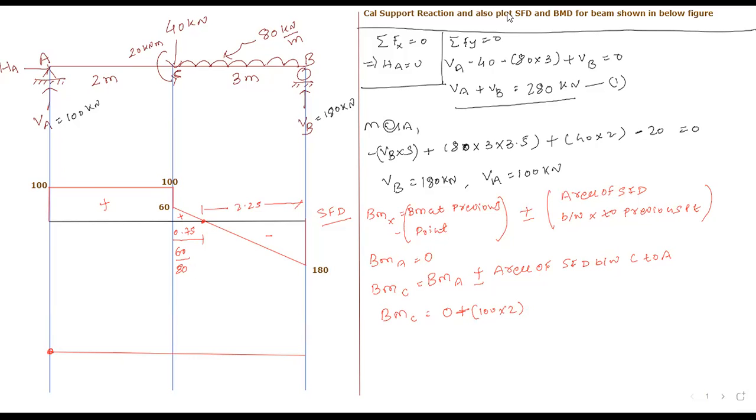Is this much clear? Fine. Now there is no load between A to C, so we need to go on an inclined line, yes or no? We have to go inclined. Our value is 200. I hope it is clear. The moment at point C is not finished yet. We have reached point C. I hope it is clear. Is it clear until here? Please confirm me.